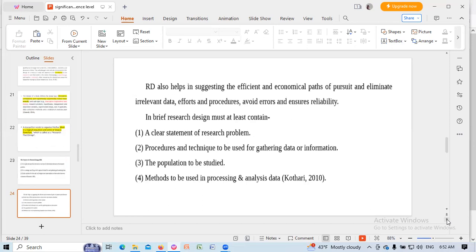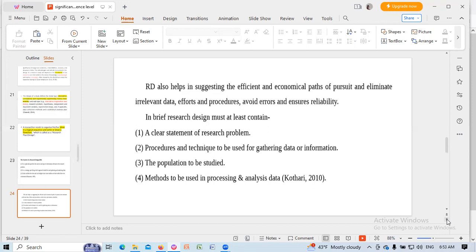Research design also helps in suggesting the efficient and economical path of pursuit, and eliminates irrelevant data, efforts, and procedures, avoids errors, and ensures reality.